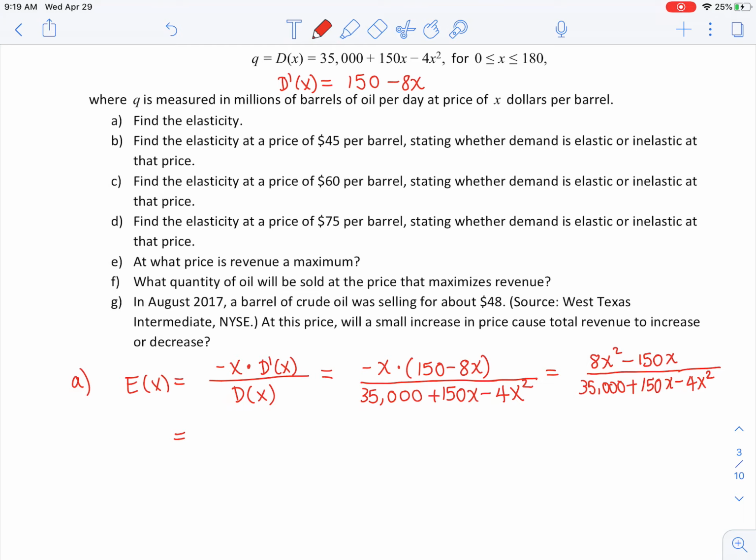But what the book solution did was simplify this a little bit further. They divided every term by 2 because all these coefficients are even numbers. So we can simplify this as 4x squared minus 75x over, oh dear, what's half of 35,000? 17,500. Is that it? I guess. Probably 75x minus 2x squared.